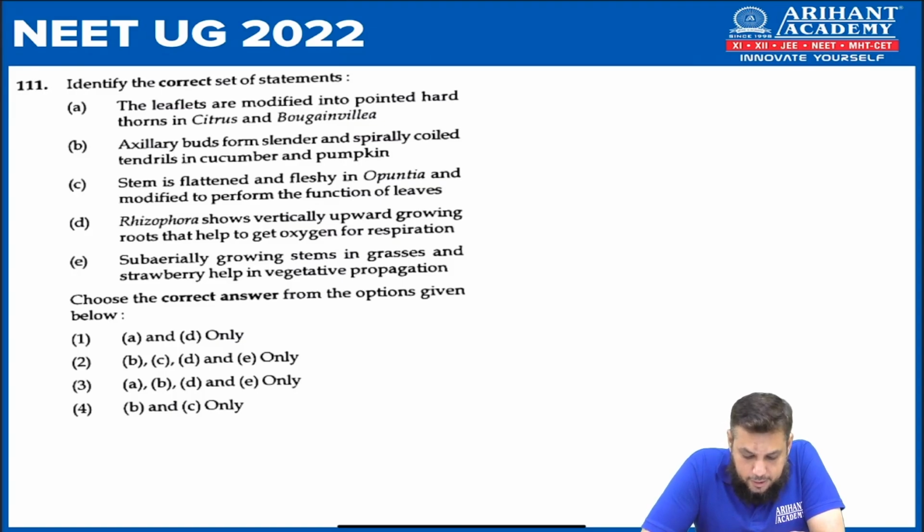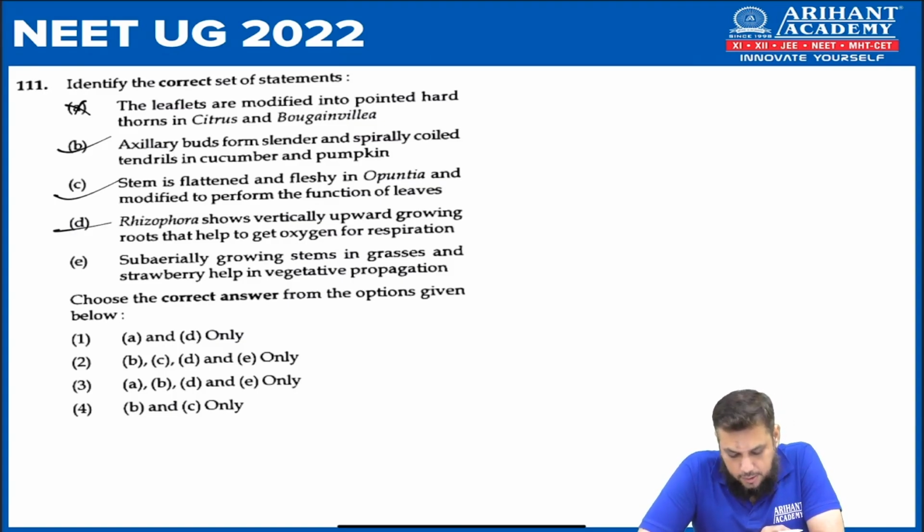So when we say the leaflets are modified into pointed hard thorns, no, it's not the leaflet, it is a stem modification. Leaflet modification we see in Bignonia unguis-cati. So I would say that A is wrong. B, yes, that's a true statement. Yes, C also. D also.